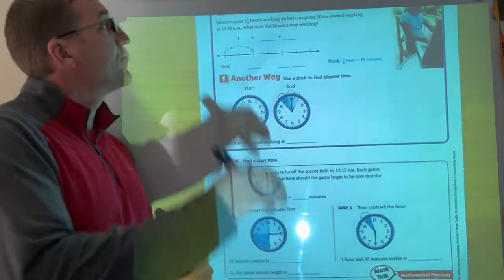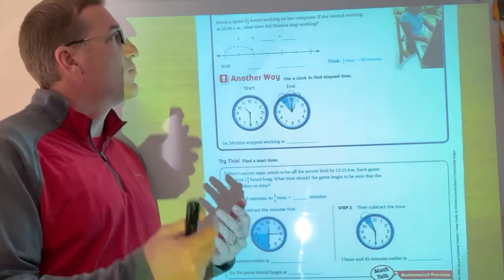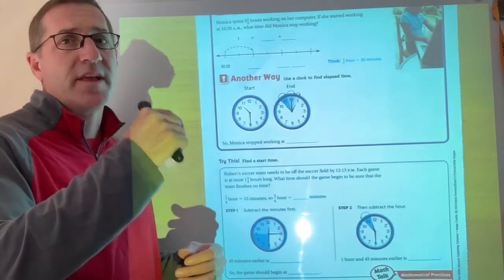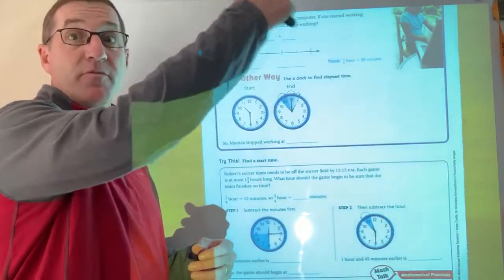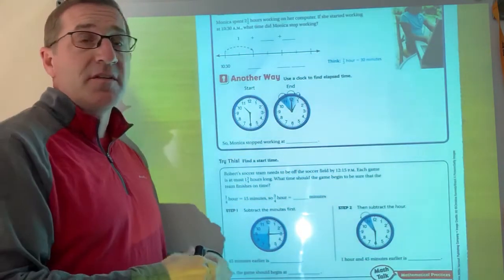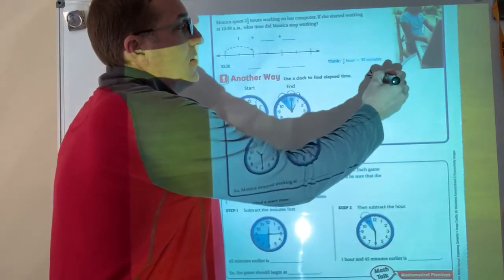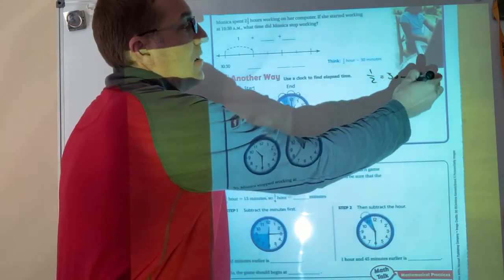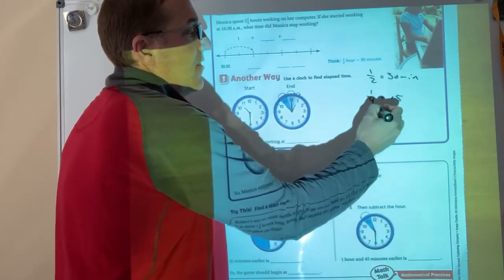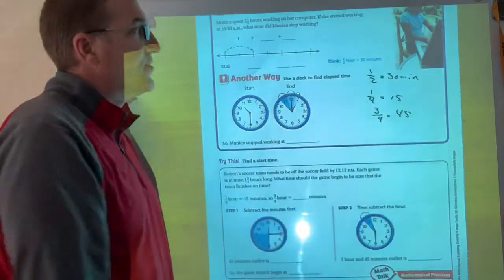So, it says here, Monica spent 2.5 hours working on her computer. If she started working at 10:30 a.m., what time did Monica stop working? So don't forget, once we go past 12, I'm gonna switch from AM to PM or vice versa, okay? So they have use a number line, and don't forget that half an hour equals 30 minutes, right? A quarter hour equals 15, and 3/4 of an hour equals 45 minutes. It's gonna come up down here too.